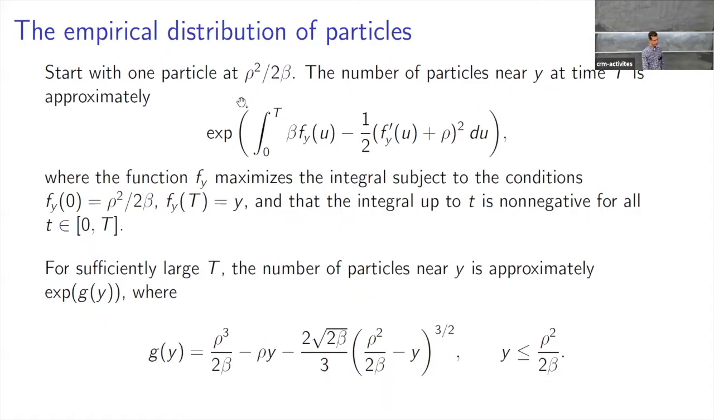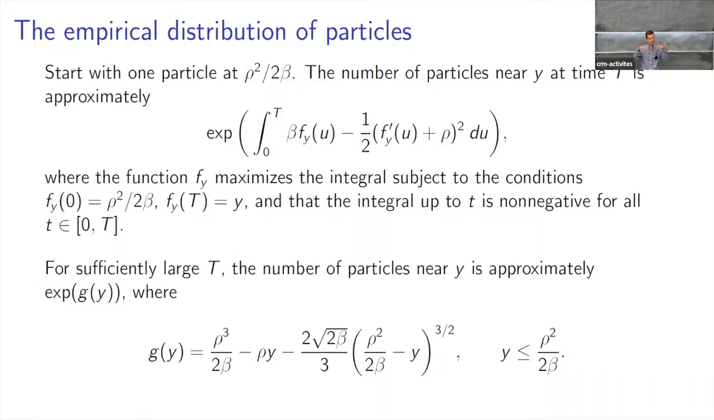So let's suppose we start with one particle at rho squared over 2 beta. And then if the process doesn't quickly die out, the number of particles that are near y at time t should be roughly given by the exponential of this integral, where the function f_y is chosen to maximize the integral, subject to the conditions that the function starts at rho squared over 2 beta, ends at y, and the integral up to time little t is non-negative for all little t between 0 and capital T.